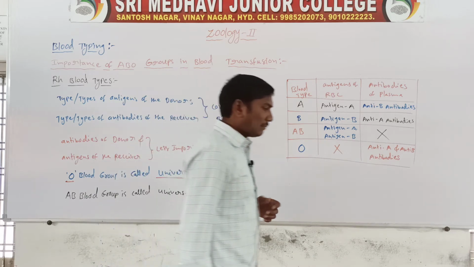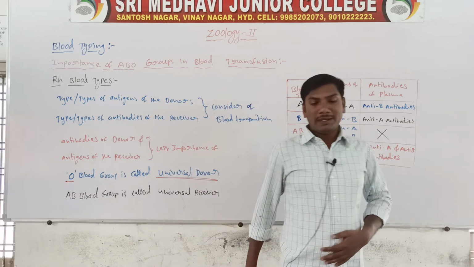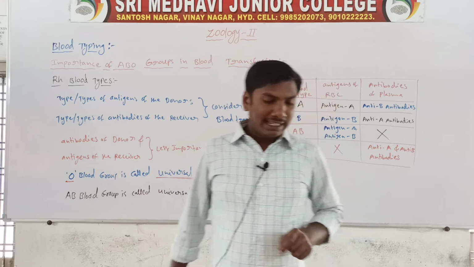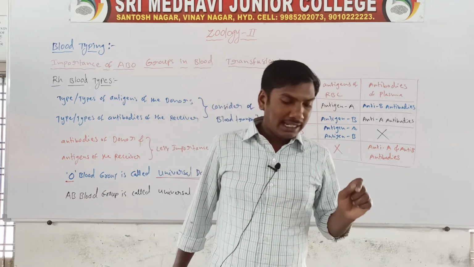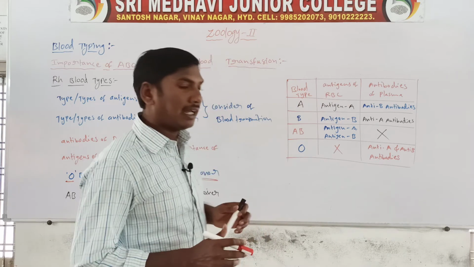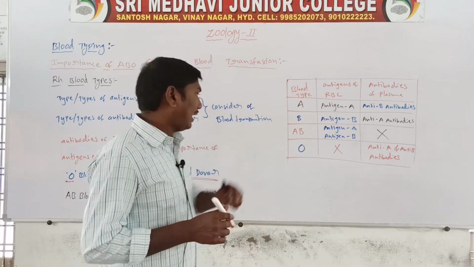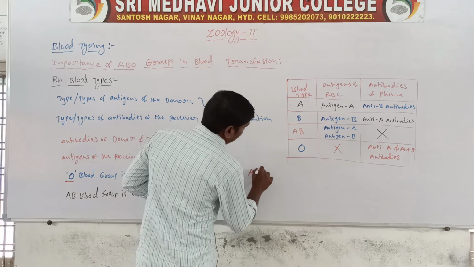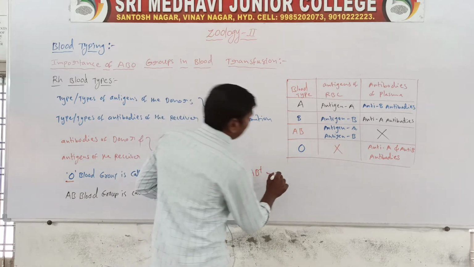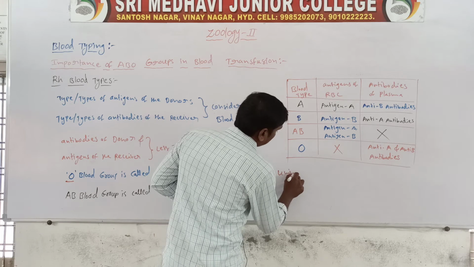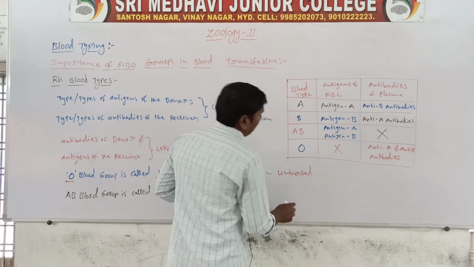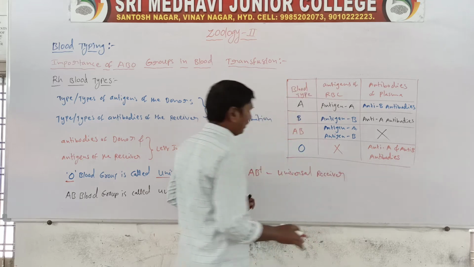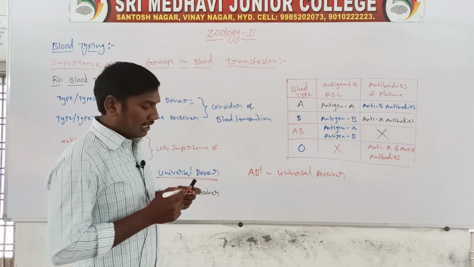Next one, an important point. The AB blood group is a universal receiver, but only AB positive, not the negative blood group. Only AB positive is the universal receiver.